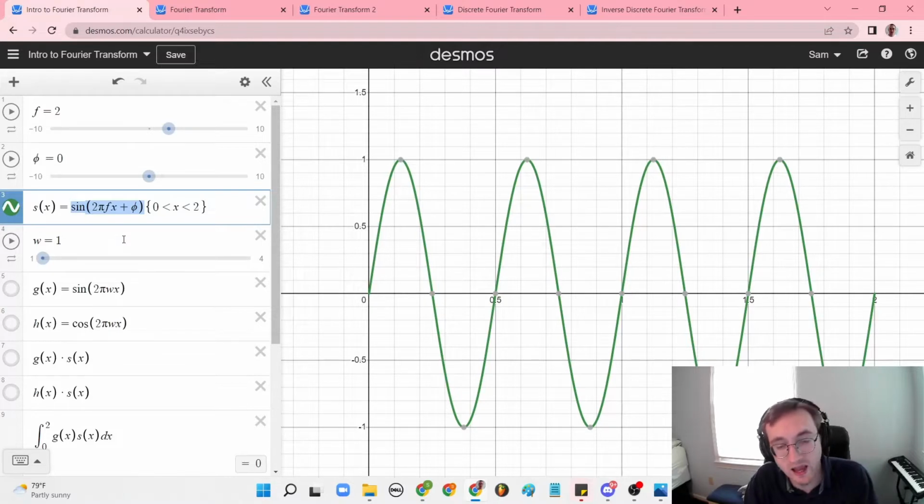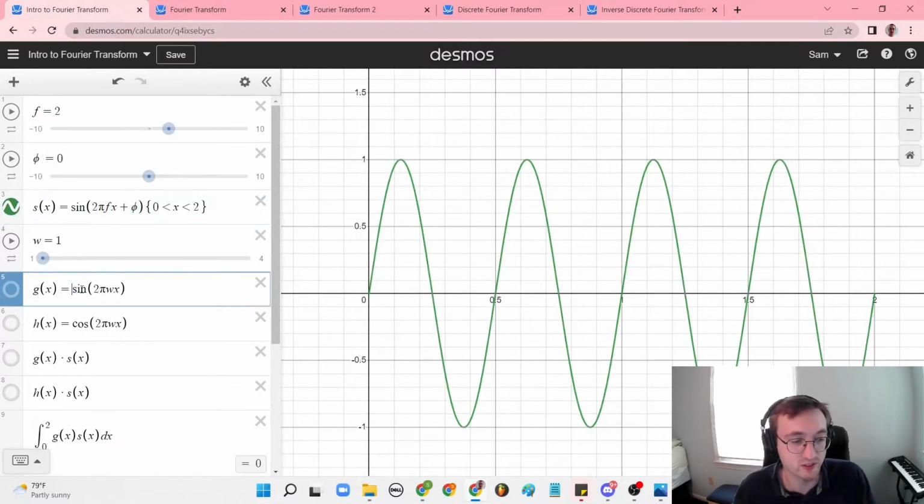And if they align, what's going to happen is the sum of the product of all the points is going to be relatively significantly higher than if the waves don't align. And I'll go ahead and give an example of that right now.